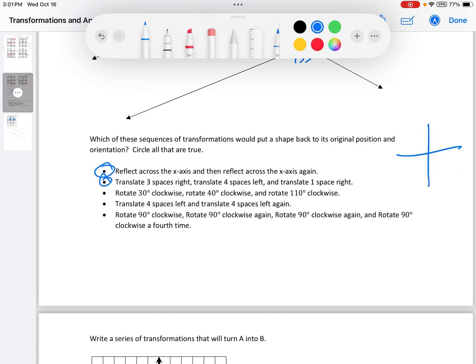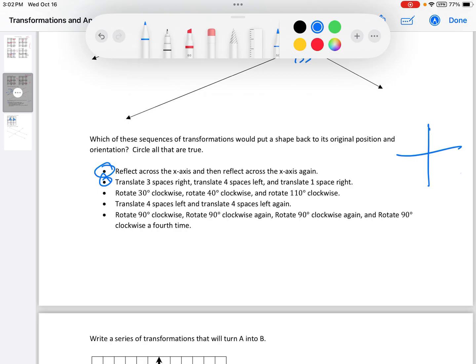Here's a space, here's a dot. I'm going to put my dot. I'm going to go 4 spaces left. 1, 2, 3, 4. Then I'm going to go 4 more spaces left. 1, 2, 3, 4. Does that end up where it started? No, it ends up 8 spaces to the left. So that one does not return it to its original position or orientation.